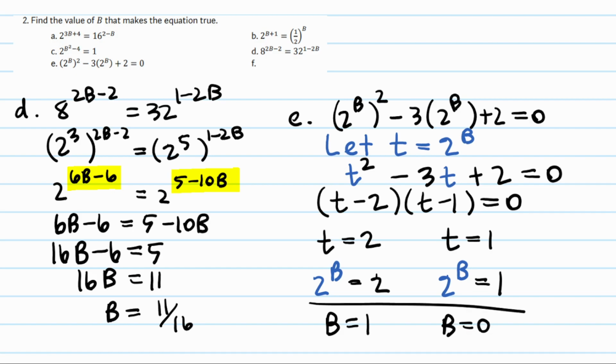These are the types of exponential equations that we can solve right now. In the next lesson, I'll show you how to solve 2 to the b equals 5, right? So it's not exactly a perfect power of 2. But for now, these are the ones that we can do. And that was good. I'm glad we did that example.